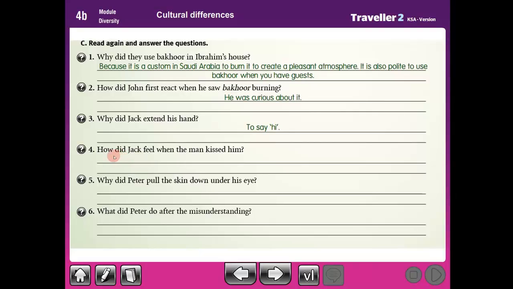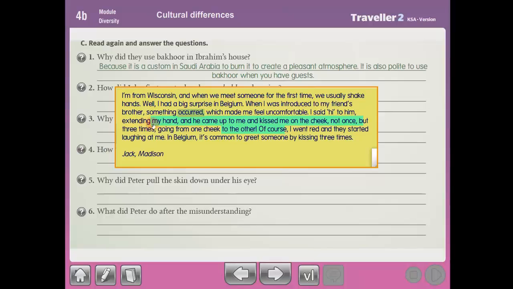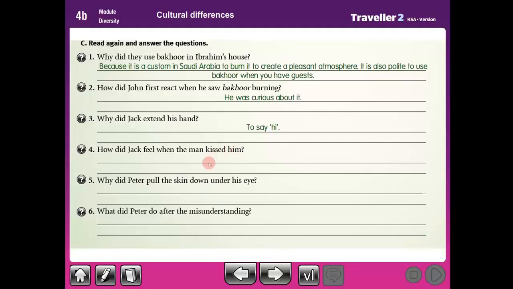Okay. Number 4. How did Jack feel when the man kissed him? You can find the answer here. Yes. He felt uncomfortable, or he went red. Try to answer number 5 and number 6 at home after reading the text again. Okay.